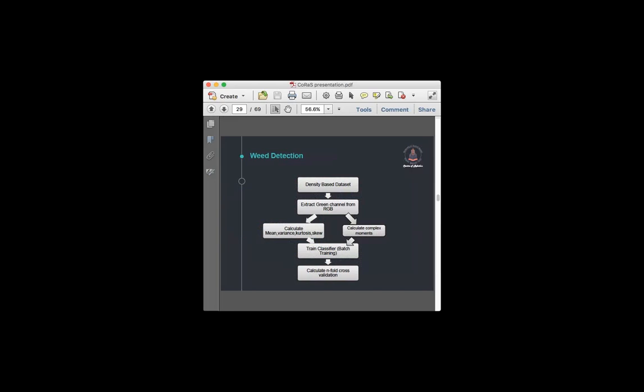So here we have the density-based data set. We extract the green channel from RGB. We calculate the mean, variance, kurtosis, and skew, and we also calculate some complex moments. So we have the simple moments and complex moments. We train the classifier using batch training and calculate n-fold cross validation to validate that our results are not just random results. Next slide, please.